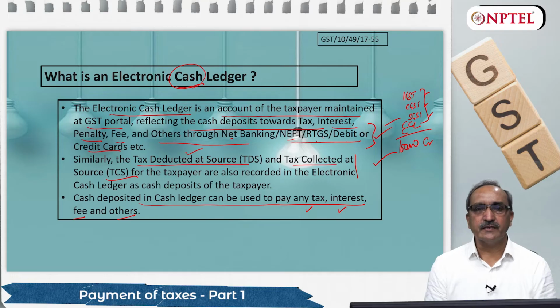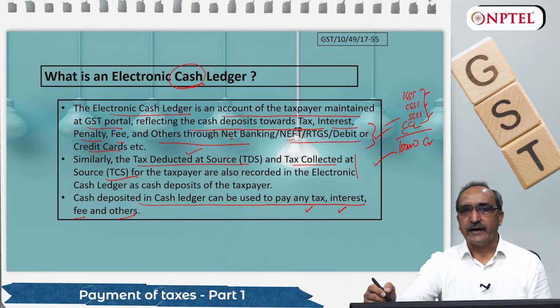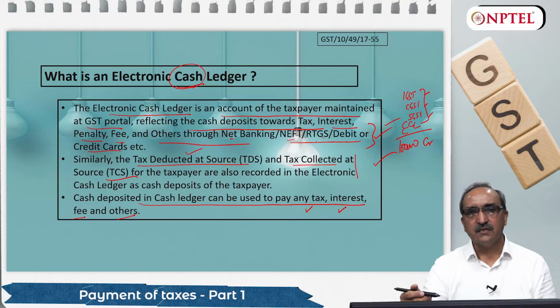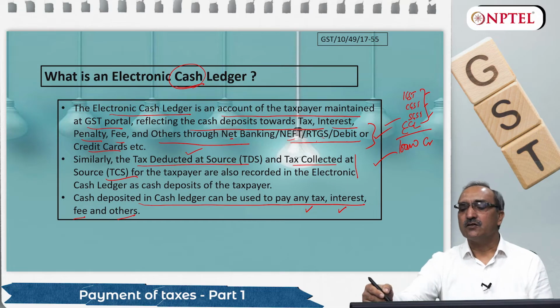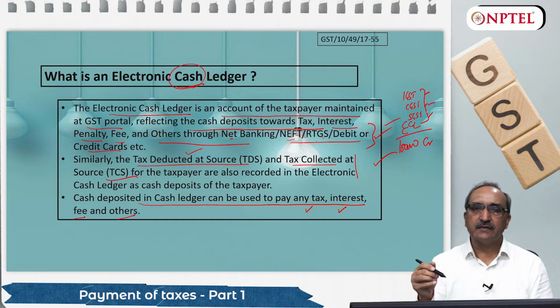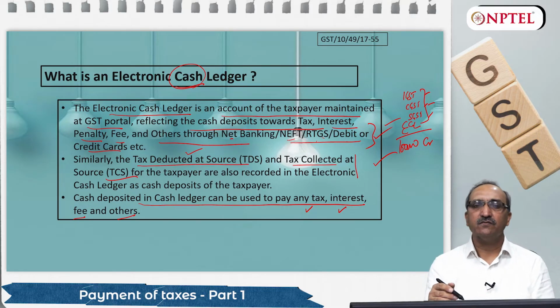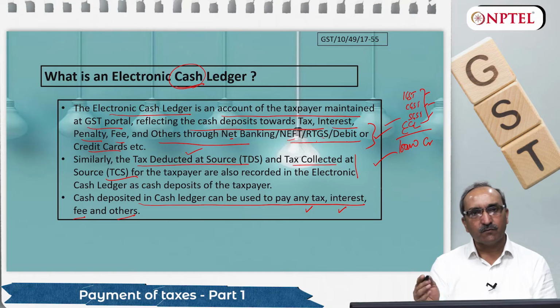Whenever you have any liability, if there is a liability for IGST, you have to deposit cash in the electronic cash ledger of IGST. If you have liability for CGST or SGST, state GST, you have to deposit cash in the electronic cash ledger of CGST, electronic cash ledger of state GST. From there, your payment will be set off.